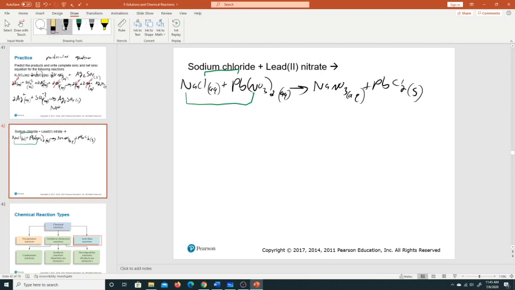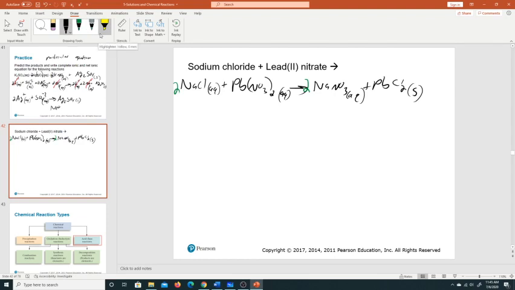Alright, so now I'm just going to balance the equation. We've got 2 chlorines on the right, therefore I need to put a 2 in front of sodium chloride. Since I put a 2 in front of sodium chloride on the left, I have to put a 2 in front of sodium nitrate on the right. It gives me 2 nitrates on the right, I already have 2 nitrates on the left, and we have 1 lead on both sides, so now it's all balanced.